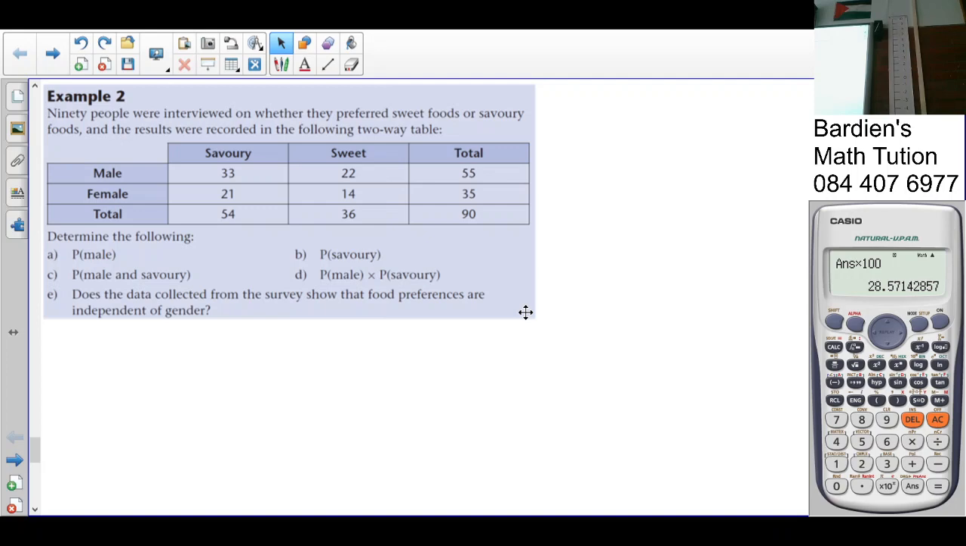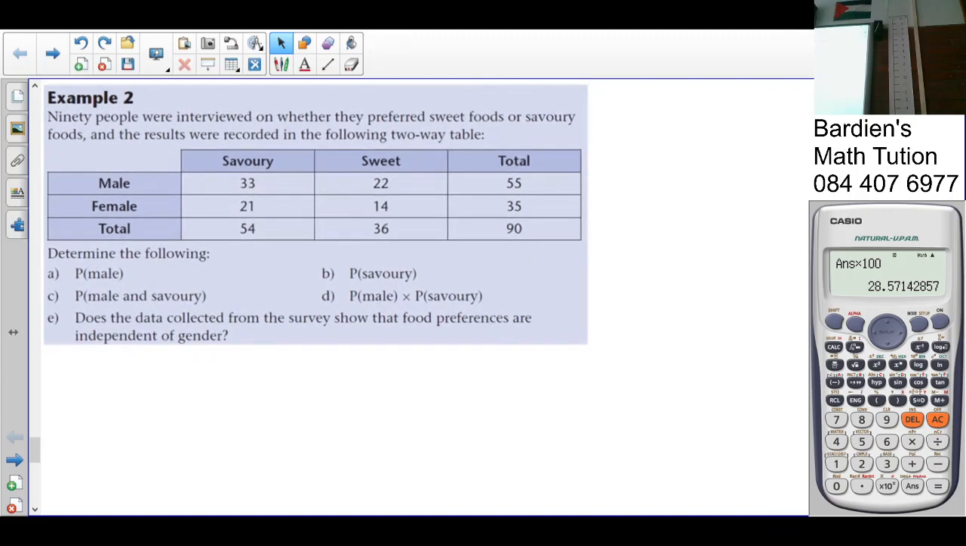Now you see, this is the reason why I said you like Afrikaans. Right. 90 people were interviewed on whether they preferred sweet foods or savory. You guys know what sweet foods are? Donuts and what else? Cake? Dessert? That's sweet food. Savory? Samosas? Pies? Tarts? That's savory. The problem with us is we want both.